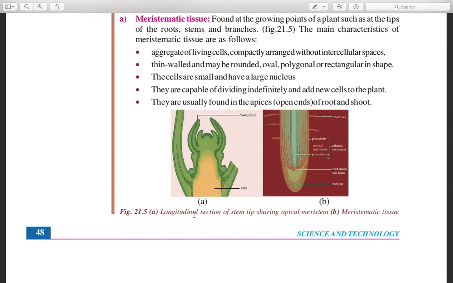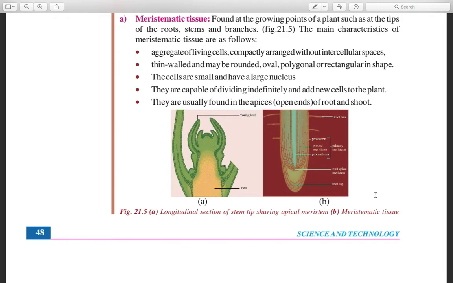Here they have given two diagrams. The first one is the longitudinal section of the stem tip showing the apical meristem. A longitudinal section is when you cut a part along the axis. You cut into that and it will look like this. This is the end leaf, and this is the pith, the inner part. For example, take a carrot, keep it in a vertical position and cut exactly along the central axis, and you see the inner part. That is called a longitudinal section.